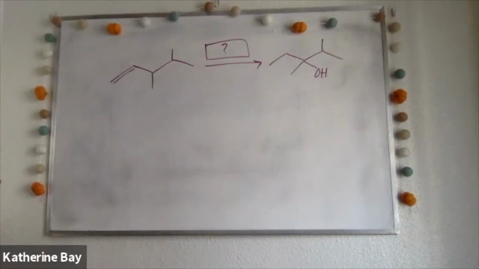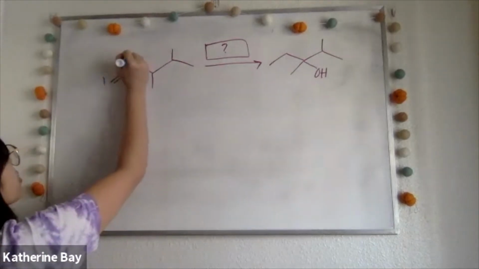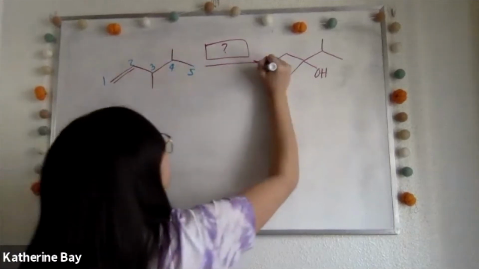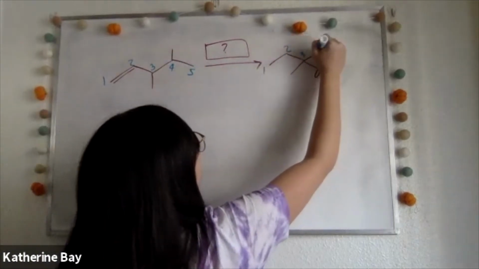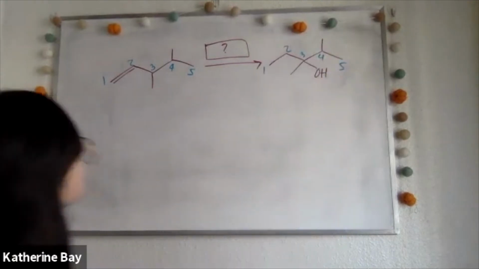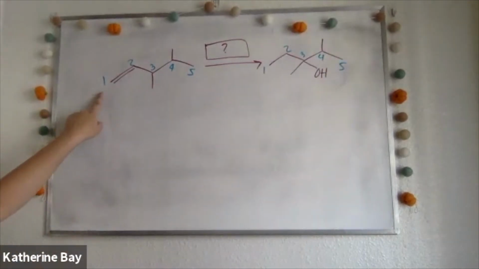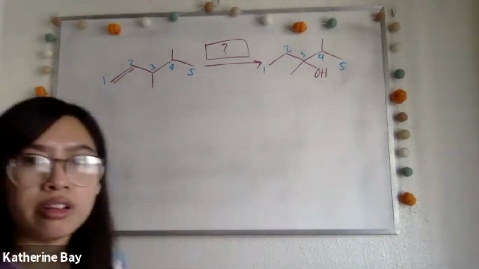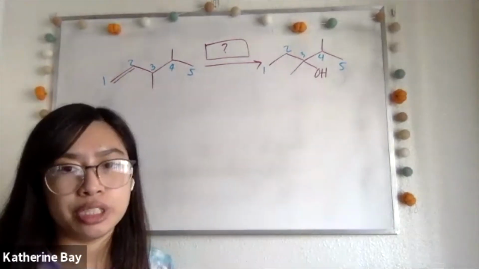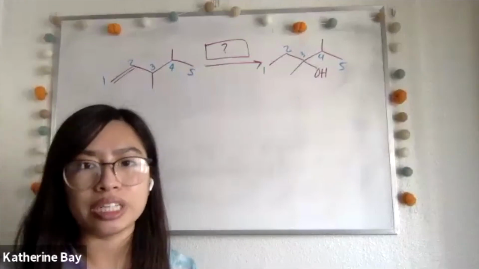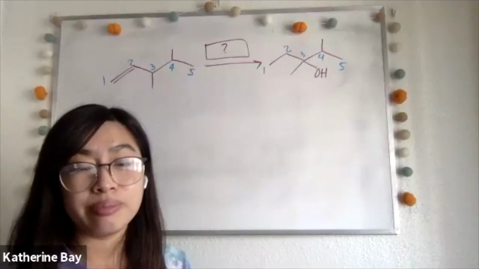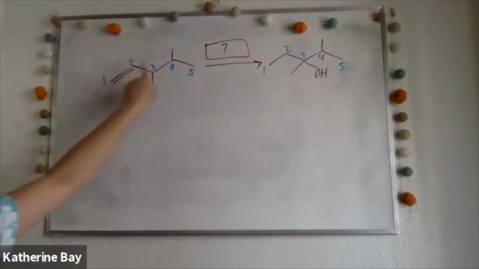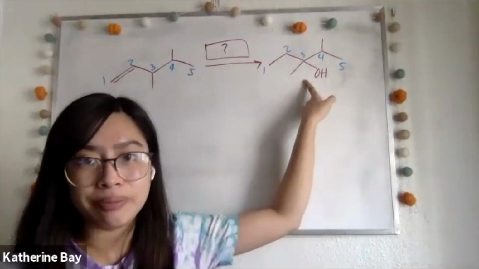If you want a more visual analysis of this, if we were to number the carbon chain going from 1 through 5, and then do the same thing in the products, you'll see that the alkene carbons were originally on C1, C2. And if this were to follow either of the two reactions we just mentioned, oxymercuration or hydroboration, that would mean the alcohol would have to add to either C1 or C2. But in this case, we added it to C3.